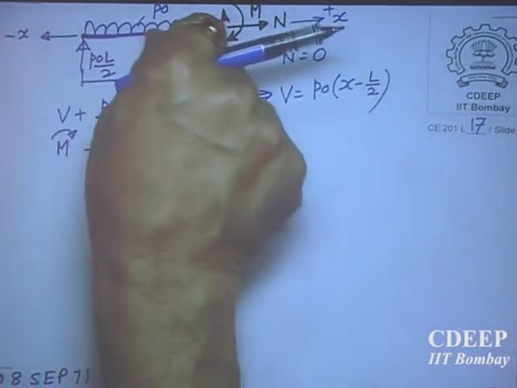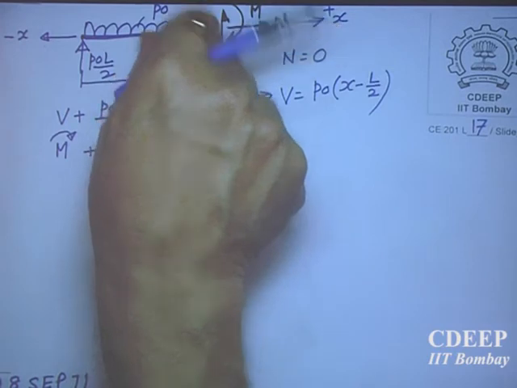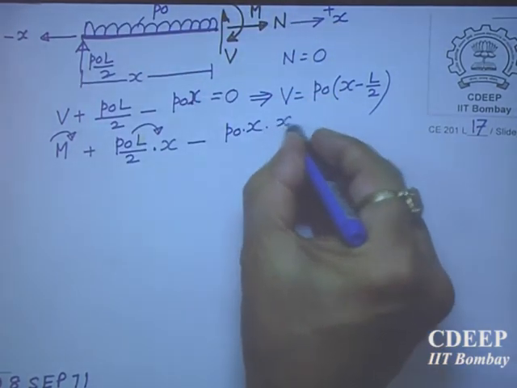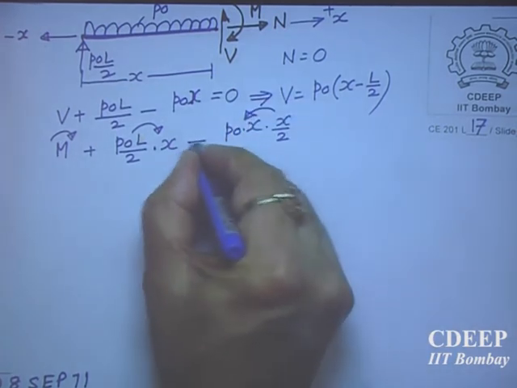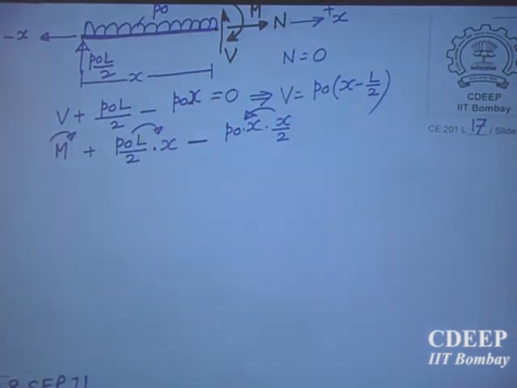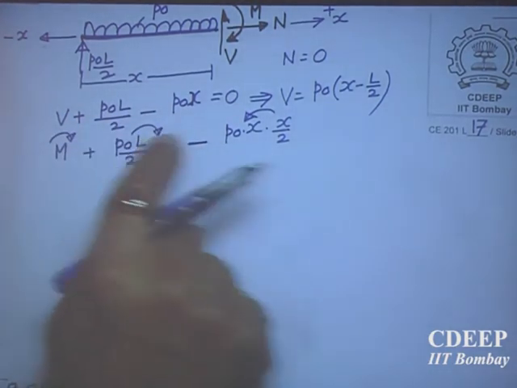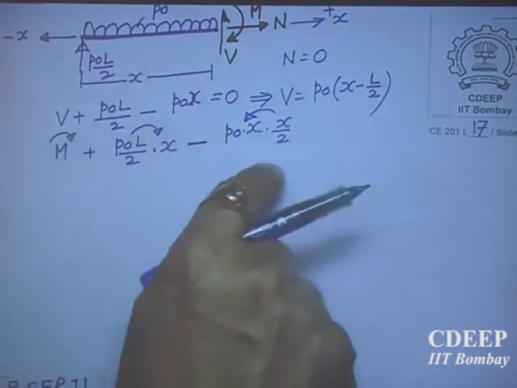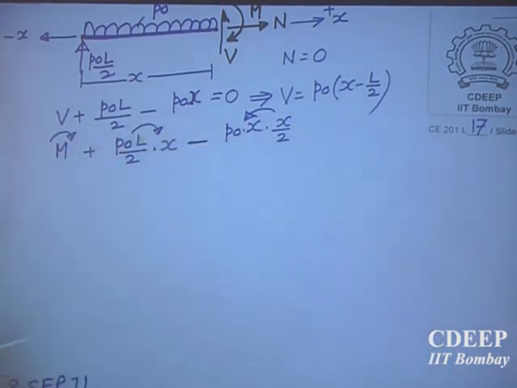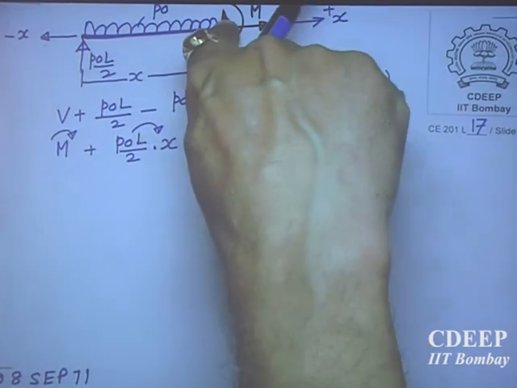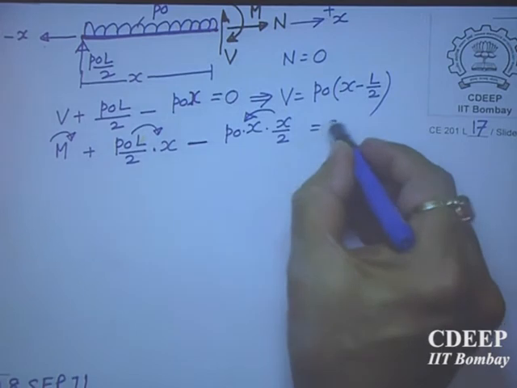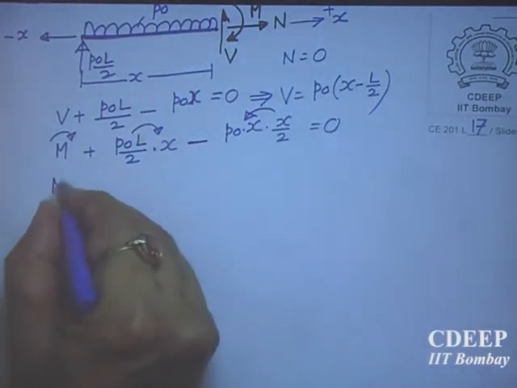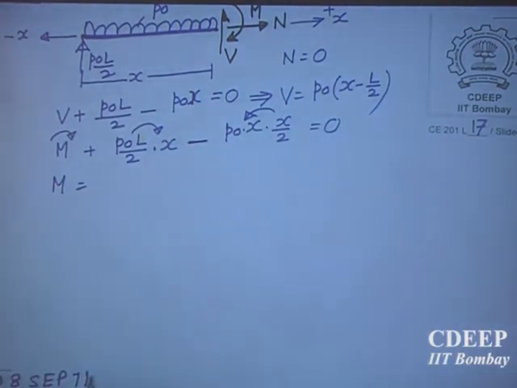So about this point, what is the lever arm? X by 2. I have to multiply this by x, and this direction is negative. Because it is like this, so I have put negative sign. Because it is opposite of this, I mean you can take anything, it's not negative or positive, but then it is opposite of this. Is there any other force? There is no other force. So this must be set equal to 0. So what is your moment, please?